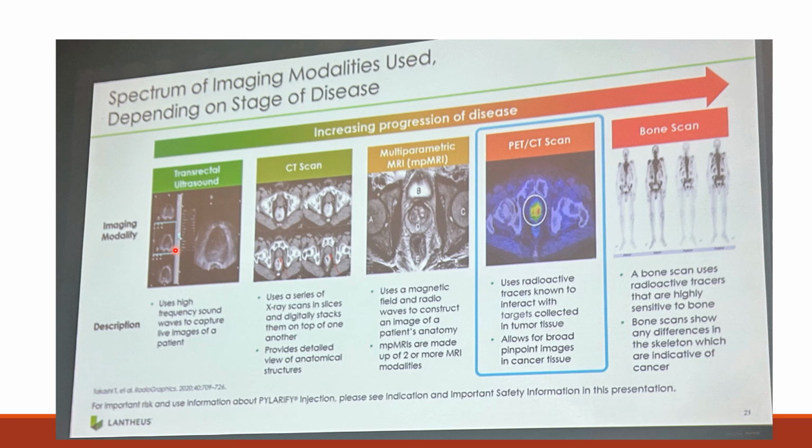Multiparametric MRI. This is made for up to 2 or more MRI modalities. MRI is going to give the best detail in the structure and the anatomy, and you can really see a lot of fine detail in the soft tissue. But again, you're only seeing structure, right? You can see localized inflammation. The cancer is going to cause that, so you can see if there's inflammation around it, size of it, density of it, all that stuff.